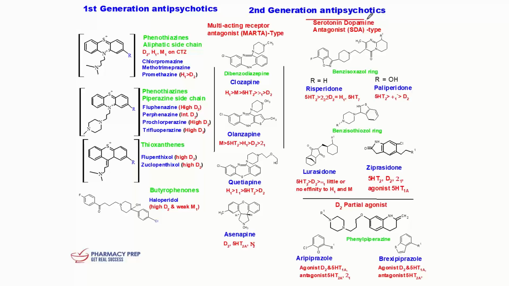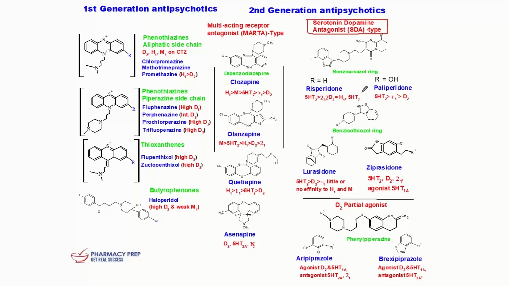So now let's go to the serotonin dopamine antagonist type, second generation antipsychotics. The name itself tells you that they act predominantly on serotonin and dopamine. Unlike the multi-receptor drugs, they do have multi-receptor activity, but they have a more significant effect on these. So there are two drugs here. One is risperidone and paliperidone.